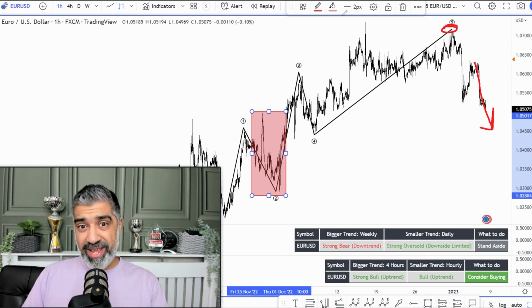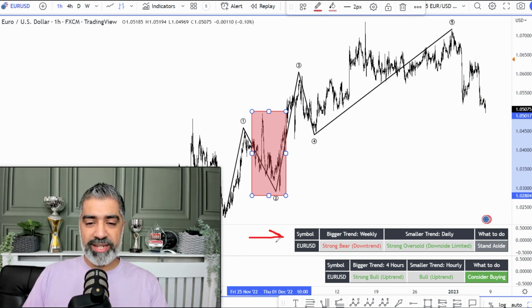What I want to really emphasize today is trade management, and we're going to use these trend identifier dashboards to really help us make objective business decisions.